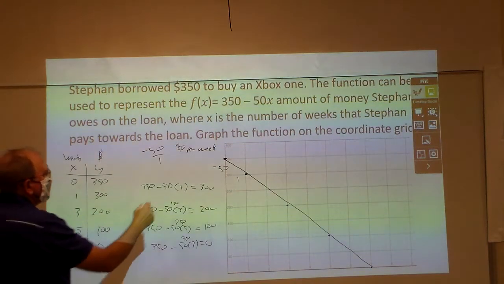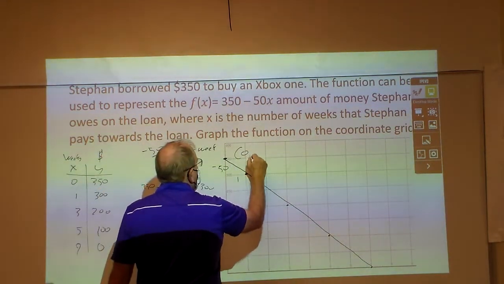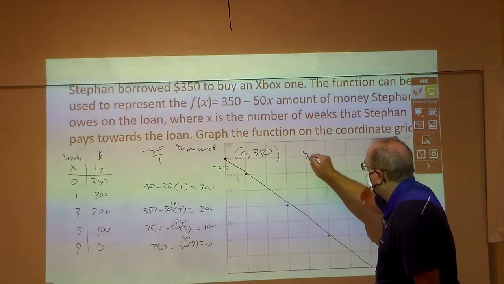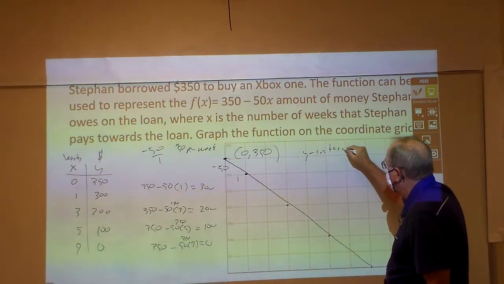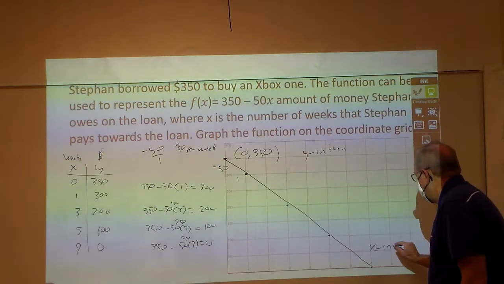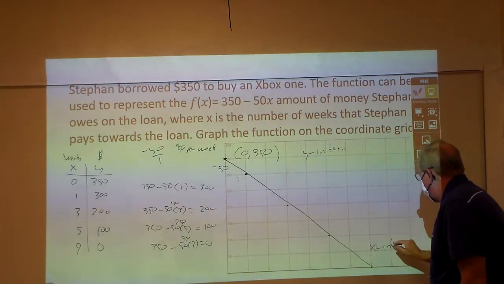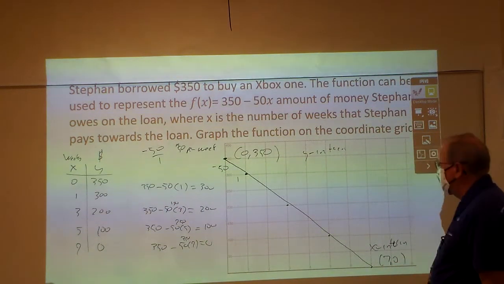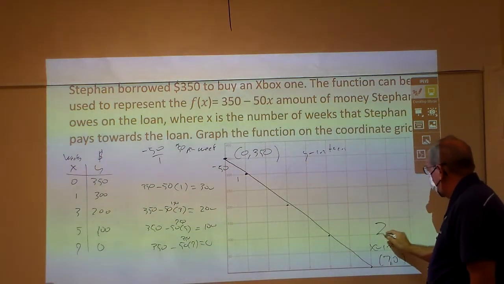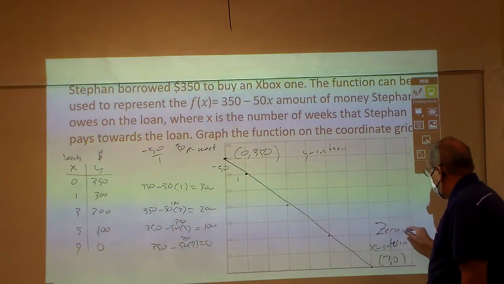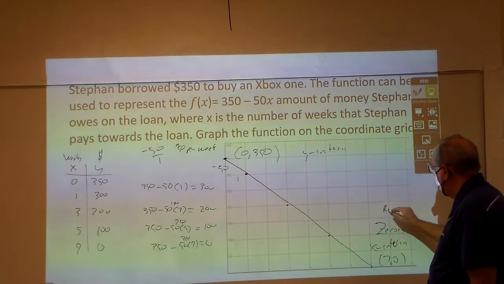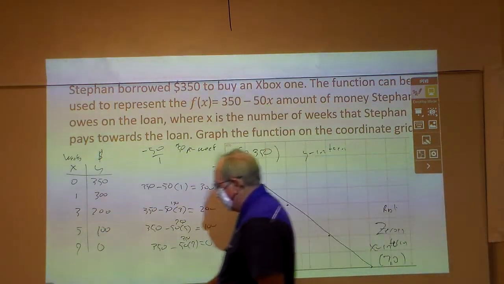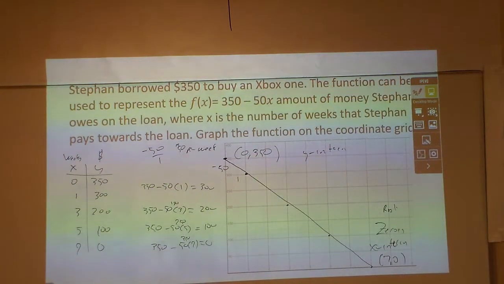The y-intercept is the point (0, 350). The x-intercept, I can't write, would be the point (7, 0). Notice the x is first. Also, this is referred to as the zeros, or the root. In this sense, it would be that 7 right there. Okay? These are all the different things that could come from question 1.